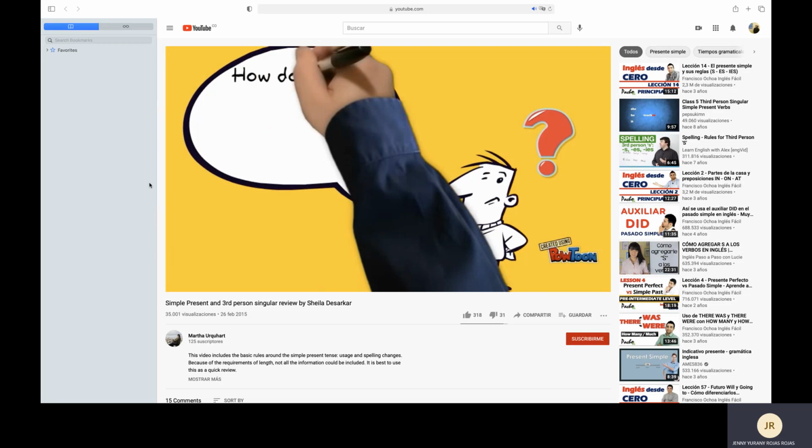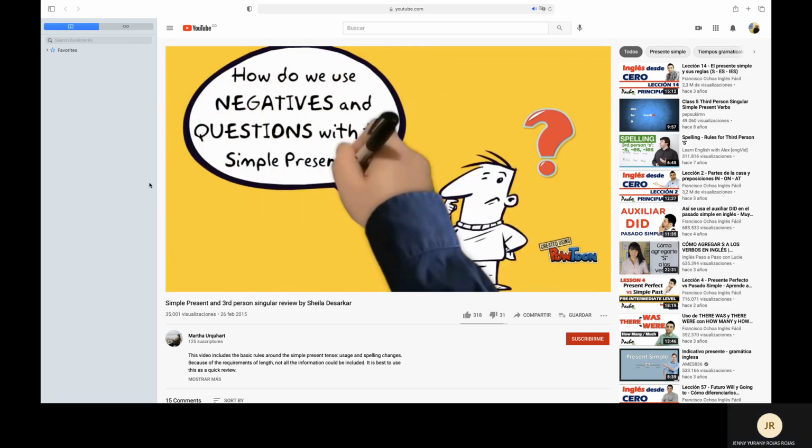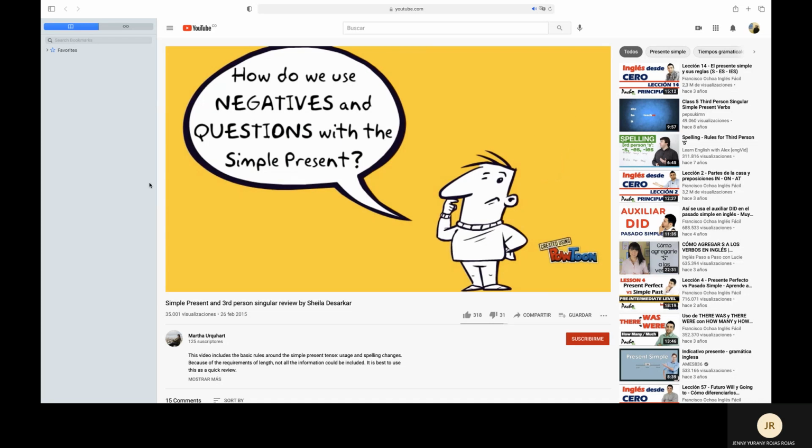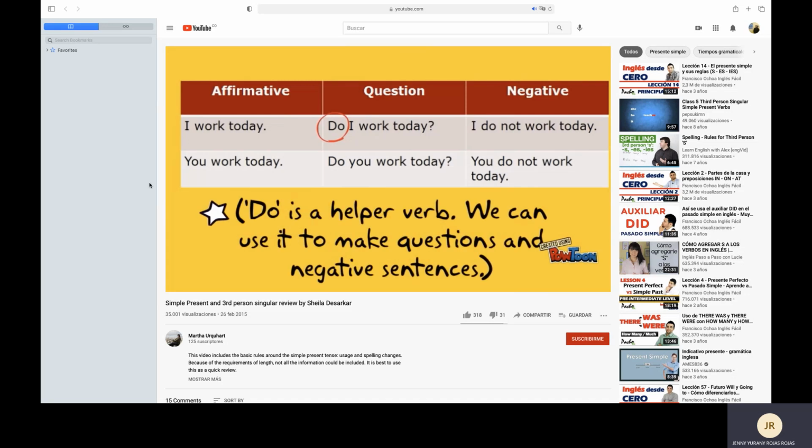Next, how do we use negatives and questions with the simple present? For the sentence, I work today, we add do to make it a question. Do I work today? To make it a negative, we add do and the word not. I do not work today. Do is a helper verb, and we can use it to make questions and negative sentences. So here, do is called helper verb.